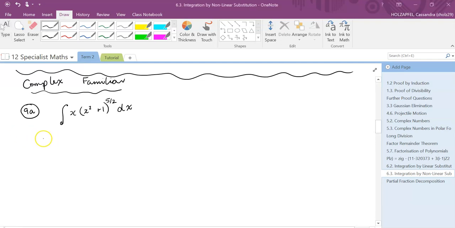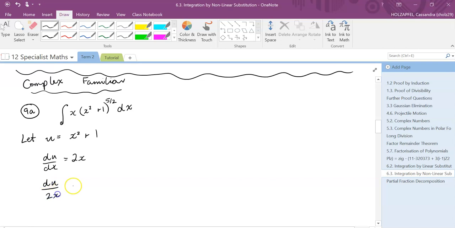So just as a refresh, when we have a problem like this, we're always going to let the inside function be equal to u. We're going to find the derivative of x with respect to u. And then we're going to rearrange so we can substitute dx into this equation. Oh, I put those values the wrong way around. Hold on. There we go. Okay, so let's keep going.